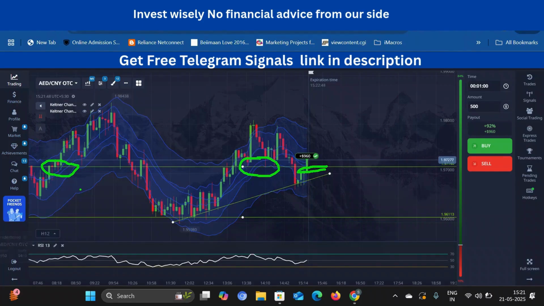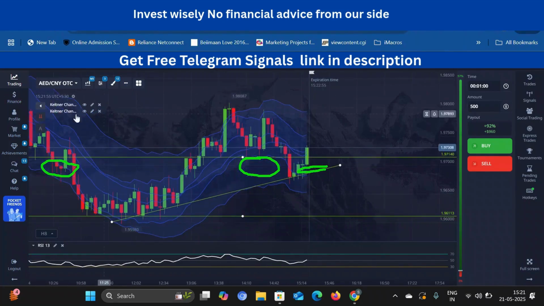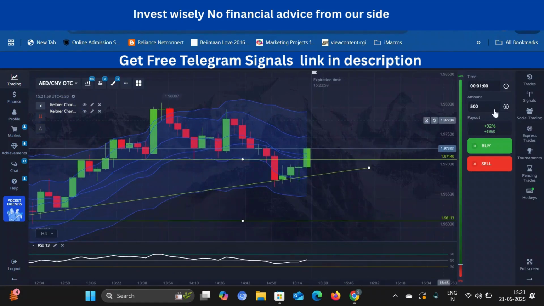So, okay, here we can take another buy trade for 1 minute. The reason for this is that the current market conditions look favorable for a quick upward move. By entering a buy trade now, we are aiming to take advantage of this short-term opportunity. Remember, this trade is only for 1 minute, so we need to watch the market closely and be ready to exit as soon as the time is up.